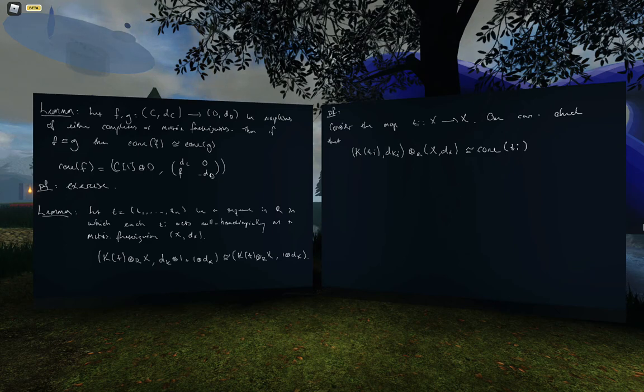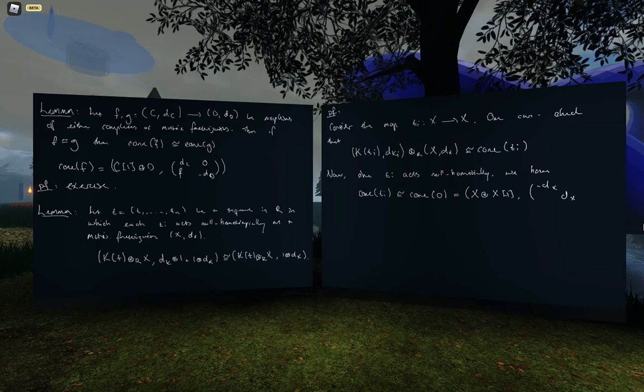Now, since Ti acts null homotopically, by the previous lemma, the cone of Ti is equal to the cone of zero acting on X. And this is just X direct summed with a shifted copy of X with the usual differential on this thing.